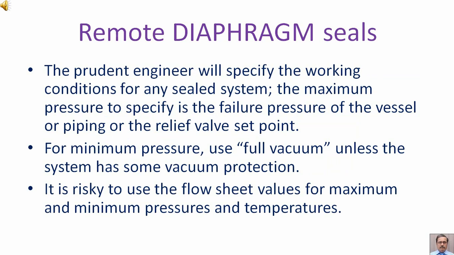The prudent engineer will specify the working conditions for any sealed system. The maximum pressure to specify is the failure pressure of the vessel or piping or the relief valve set point. For minimum pressure, use full vacuum unless the system has some vacuum protection. It is risky to use the flow sheet values for maximum and minimum pressures and temperatures.